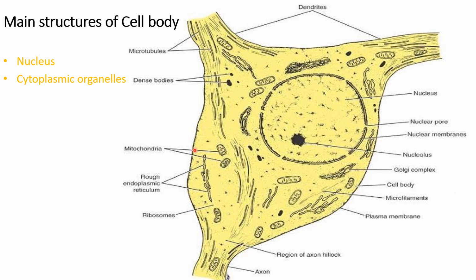You can see here, this is mitochondria, this is rough endoplasmic reticulum, here is ribosome, then this is the region of axon hillock, the area from where the axon originates. Here you can see plasma membrane, microfilaments, Golgi apparatus, nuclear membrane, the nucleus, and the nuclear pore. Here you can see the dendrites originating from the cell body.